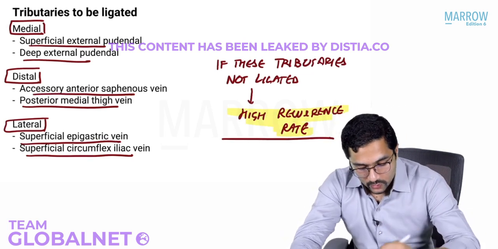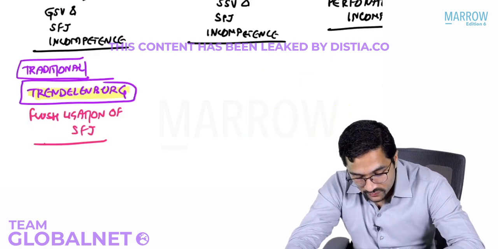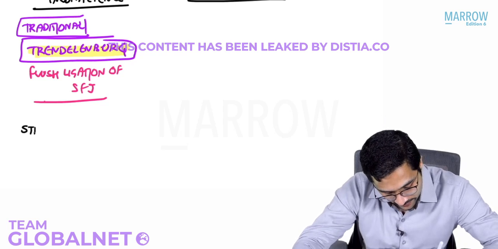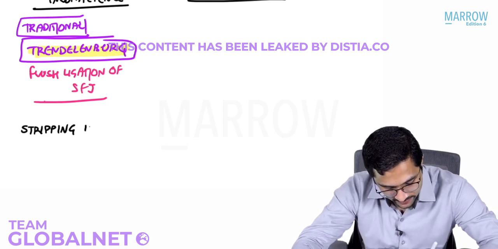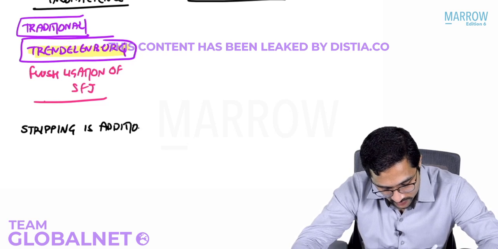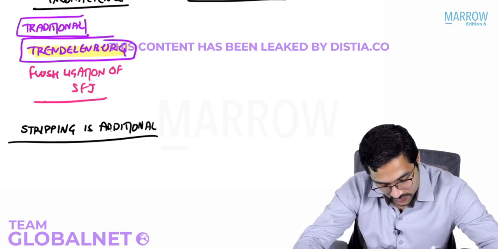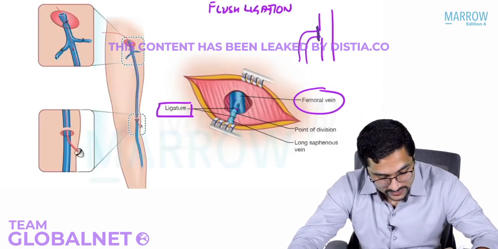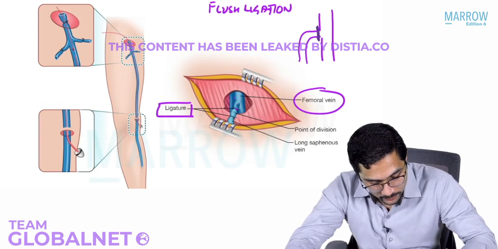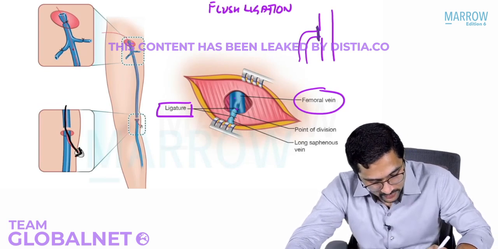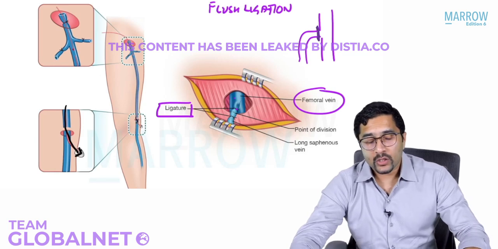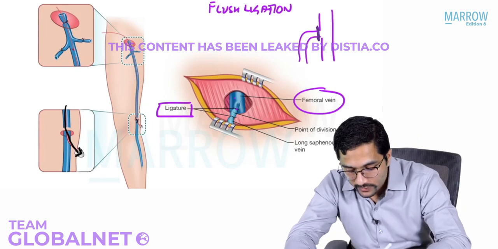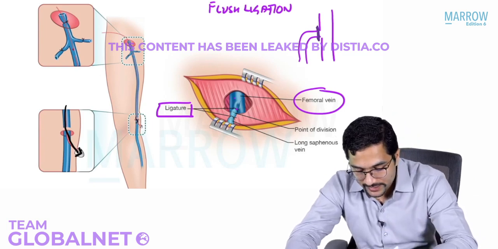Another thing which I want you to know, that Trendelenburg's procedure is just flush ligation of the saphenofemoral junction, right? Stripping is an additional procedure. It is not a part of Trendelenburg procedure. So please remember that it is not a part of Trendelenburg procedure. And you can see how we strip the vein. So we put a stripper and we get it out close to the knee, and then we pull out the vein. We strip out the vein. We completely remove it. That is known as stripping of the great saphenous vein.